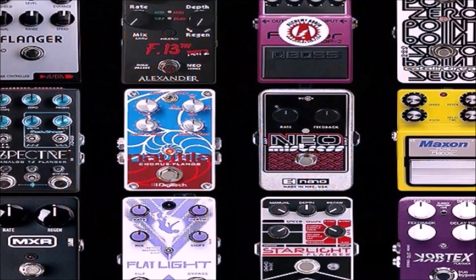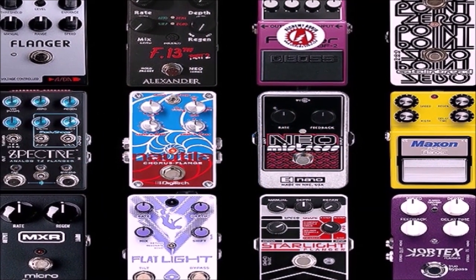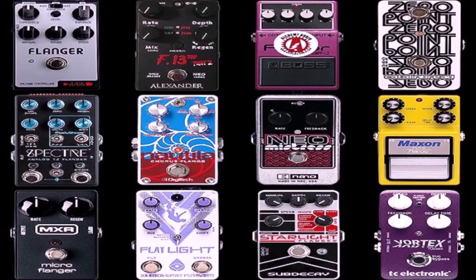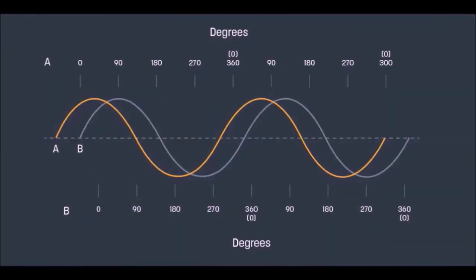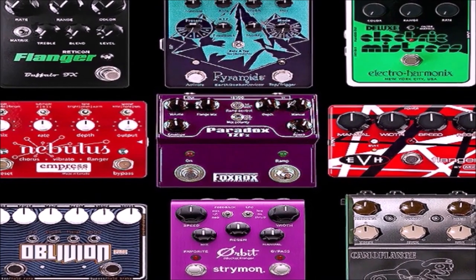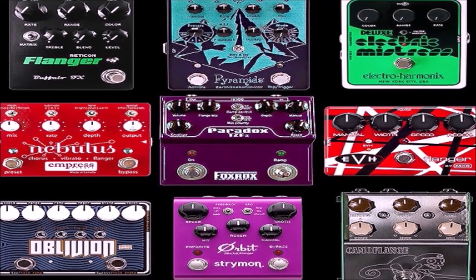Flangers are not dissimilar to chorus pedals. Whereas a chorus takes a signal and splits it in two, a flanger leaves two dry signals but delays the second one so that the wave fills almost but not quite the gaps in the wave of the first signal, which produces a characteristic swooshing sound.